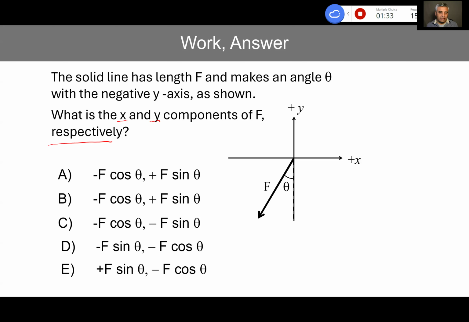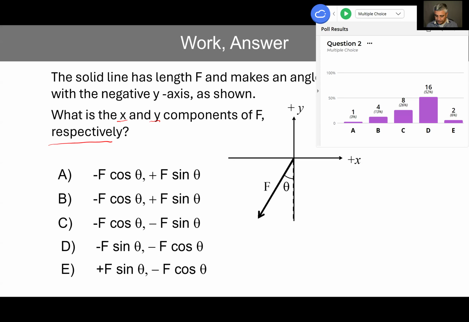Thirty more seconds. And 5 more seconds. 5, 4, 3, 2, 1, and it stops. Okay, let's see how we did here.